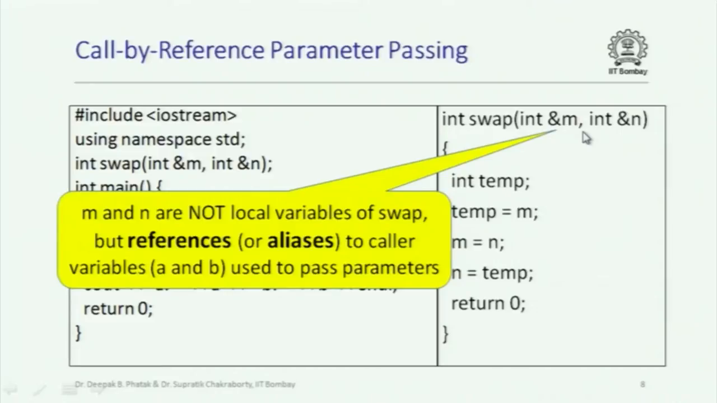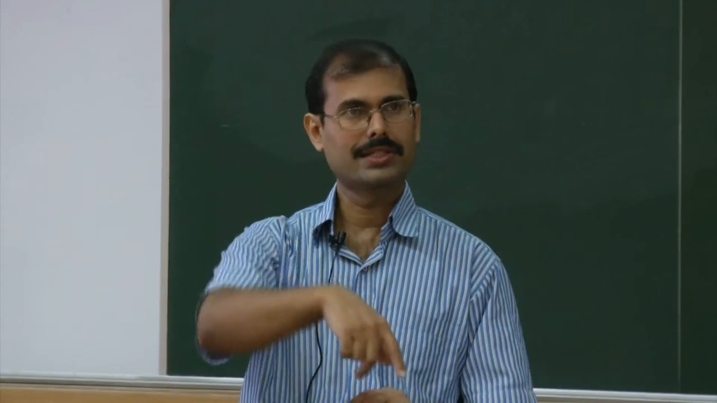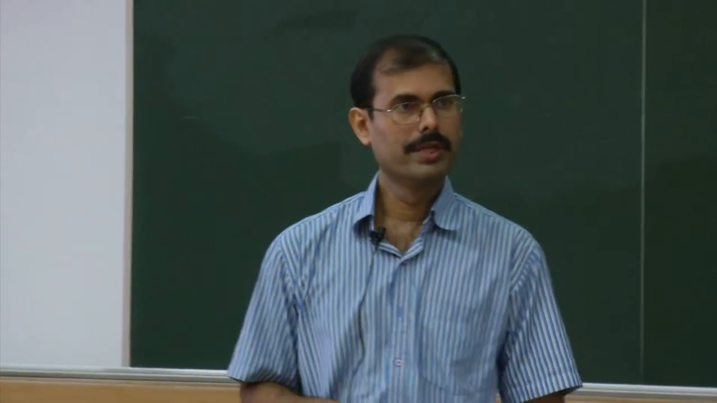So these are no longer drawers, no longer local variables in the second room. They're really windows to access drawers in the first room. So they're just references or aliases to the caller's variables that were used to pass the parameters. And so as you can see, in this case you do not need to have these two drawers named M and N in the room corresponding to swap, because there are these two windows named M and N, and when you put your hand through this window, you actually gain access to the drawers in the room named main.